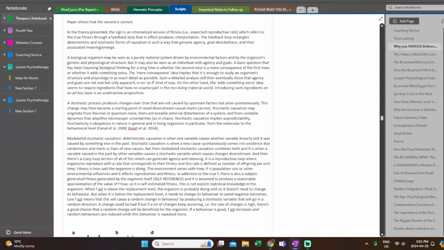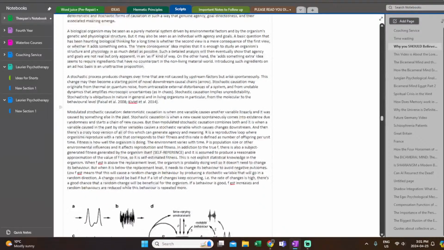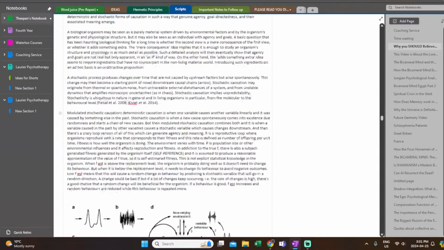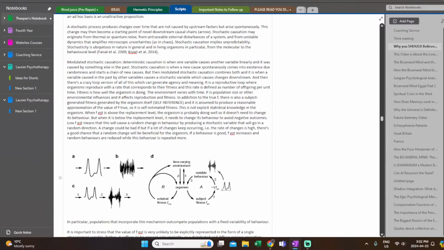Okay, so we talked about stochastic processes. I think this is my description, but let's get into it. Modified stochastic causation. Let me just describe this diagram in a sec, roughly, which shows a few different types of causation. This A is just showing one thing causes another. This first hump causes another.